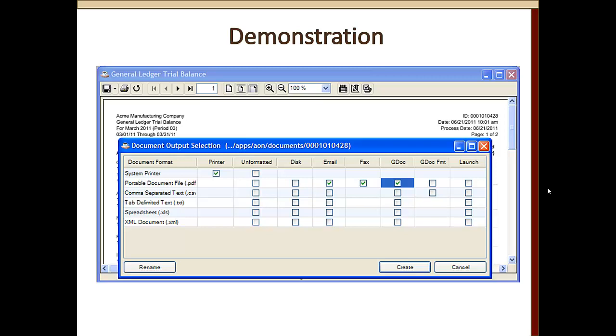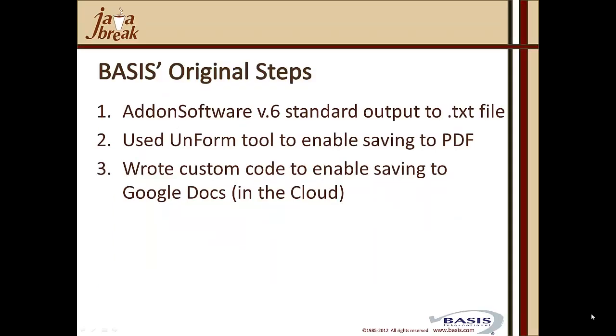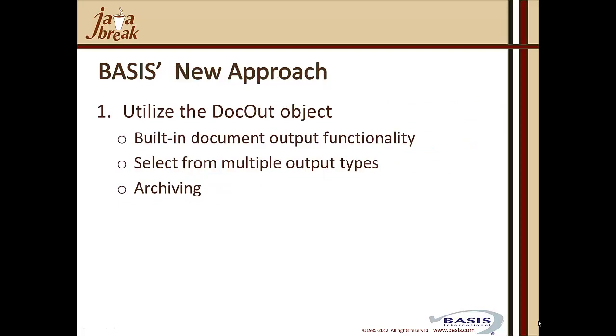Over to you, Paul. These are the steps we did internally here at Basis leading up to the adoption of DocOut. We took add-on software version 6 standard output and sent it to a text file. Next, we used the unform tool, a print stream manipulation tool, to be able to save to a PDF format. Then we wrote custom code to enable saving to Google Docs in the cloud. Our new one-step approach was to use our DocOut object that provides us with the built-in document output functionality that comes with the DocOut subsystem from Barista. This includes all the various file types that we're going to see and the powerful archiving capability.